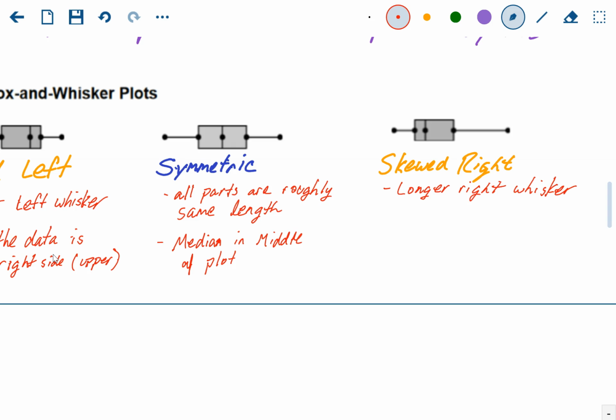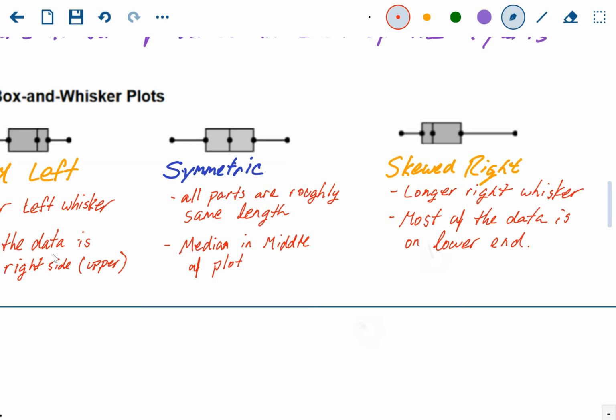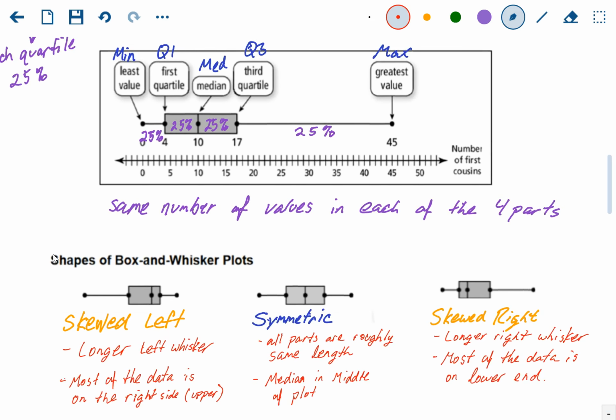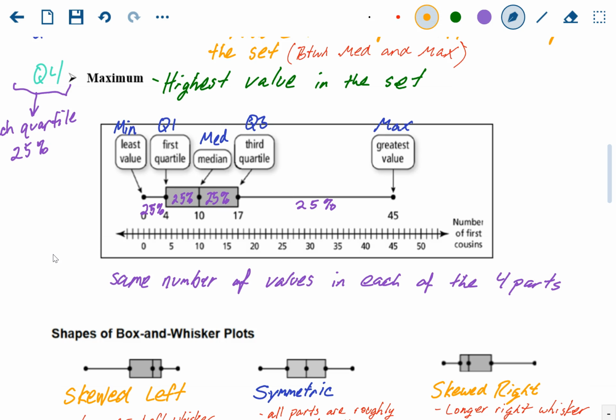Okay. So this last one's skewed right because it has a longer right whisker. And what that means is that most of your values are going to be on that lower end of your number line, the lower, smaller values, which are to the left of the number line. All right, so looking at this example we had, that right whisker is looking pretty long, which means it is skewed to the right.